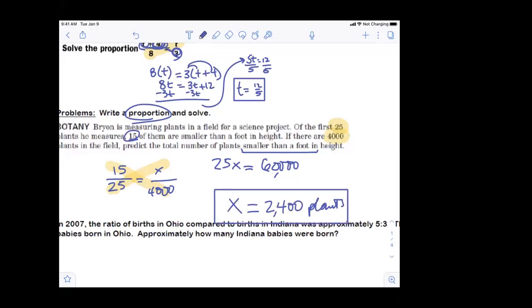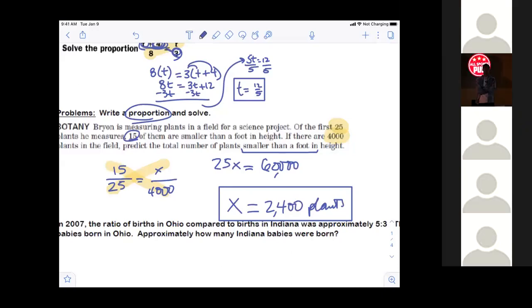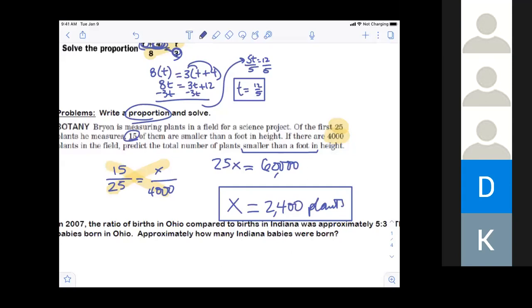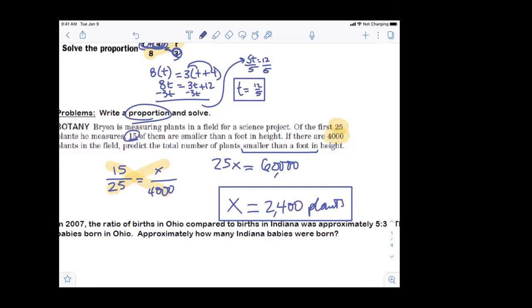So if there's a total of 4,000 plants in the field and our proportion, our ratio is true for the 25 that we measured and all of them, we're going to predict that there are 2,400 plants that are smaller than a foot in height. How are we doing with that? Everyone okay? Any thoughts, any concerns? Okay, well, I'm going to assume that's a no.